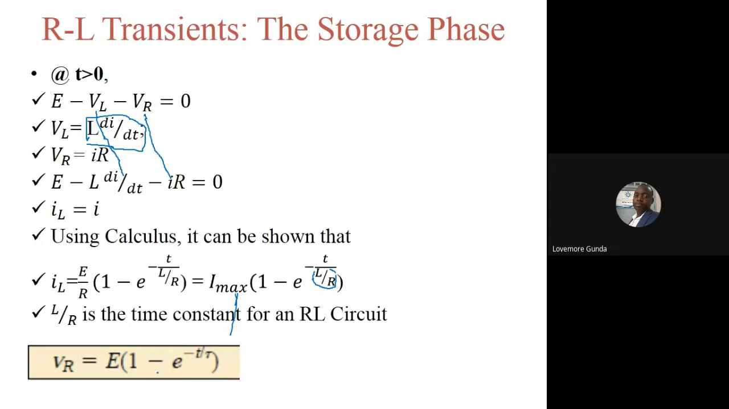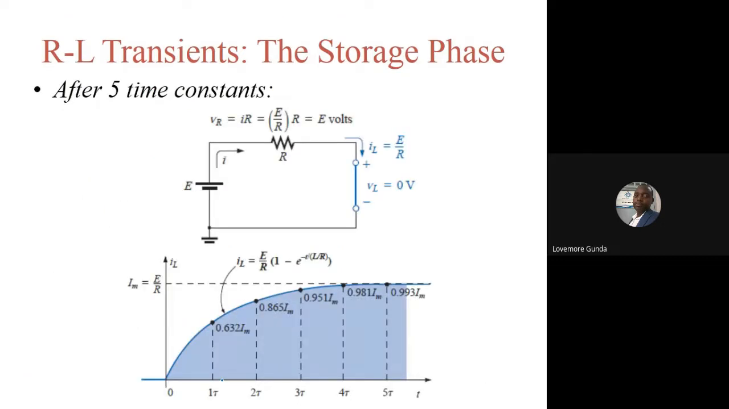And then VR is E times (1 minus e to the minus t over tau). VL is E times e to the minus t over tau. Why? Because the voltage across the inductor will start to decrease as we go towards the next steady state condition. After 5 time constants, we are at the fully charged scenario, and the voltage across the inductor is now equal to 0. That's another steady state after fully charging. Then IL is equal to E over R, and VR will now be equal to E, because VL is now equal to 0.